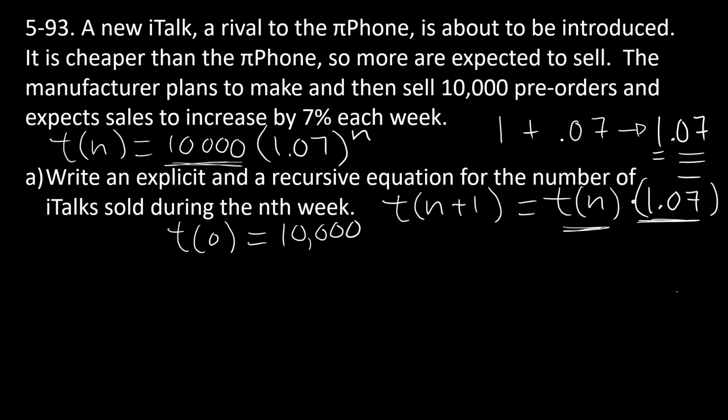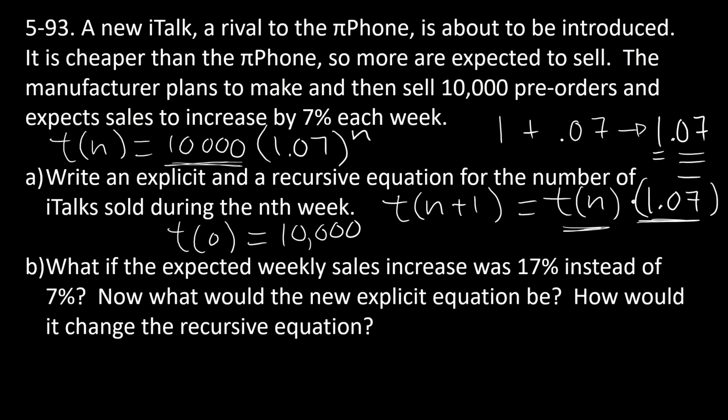All right, what if the expected weekly sales increase was 17% instead of 7%? What would the new explicit equation be, and how would you change the recursive equation? So the only thing that would be different in both of these equations is instead of using a multiplier of 1.07, if I have 17% increasing, not a decrease, I'm going to take 1.17, and that's going to become my multiplier.